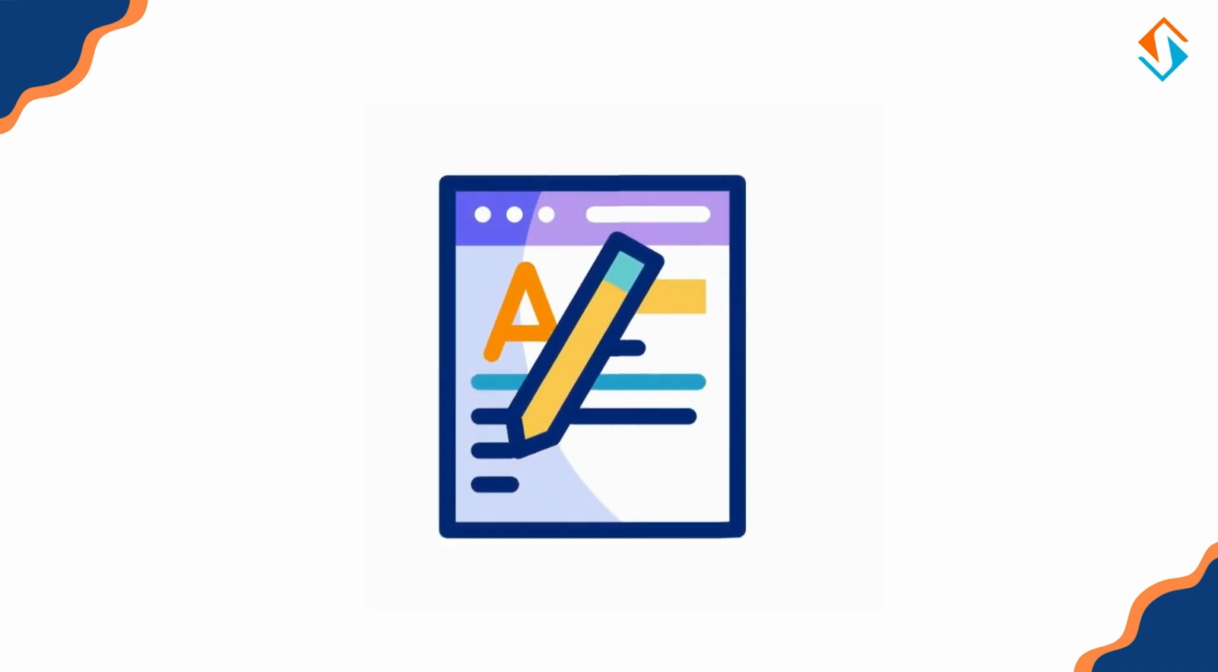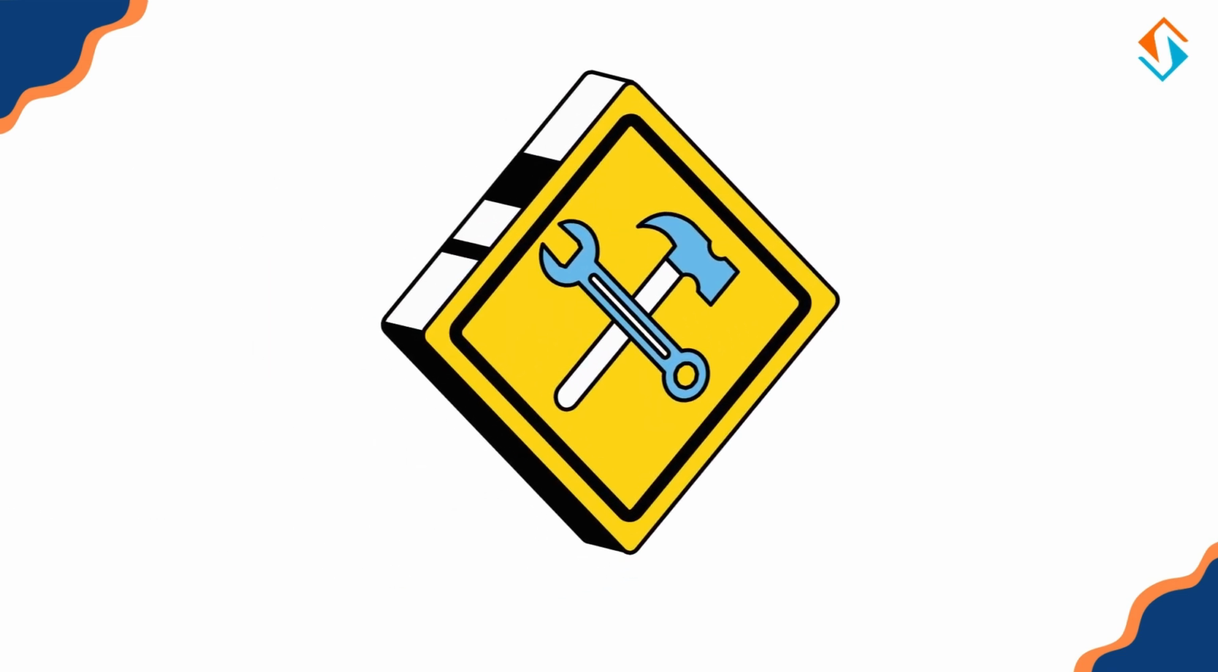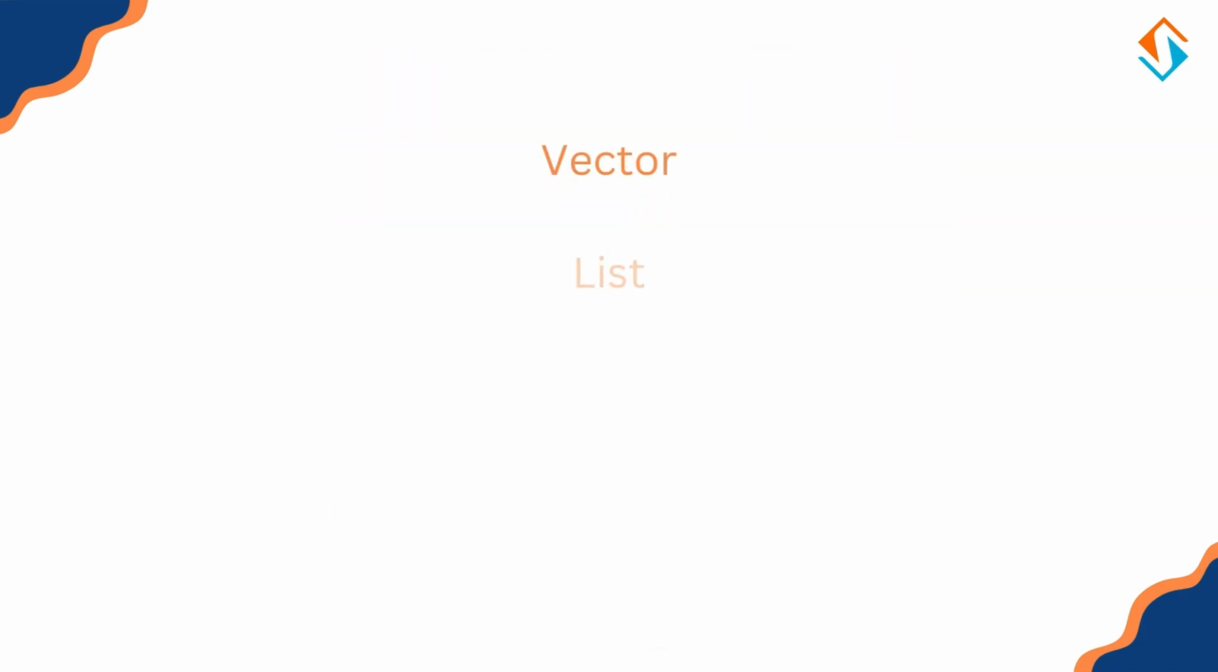Instead of writing everything from scratch, STL provides you with pre-built tools to save time and effort. Cool, right? Let's start with containers. A container is like a storage box where you can keep your data. STL has many types of containers, but today we'll focus on the most common ones: vector, list, map, and set.